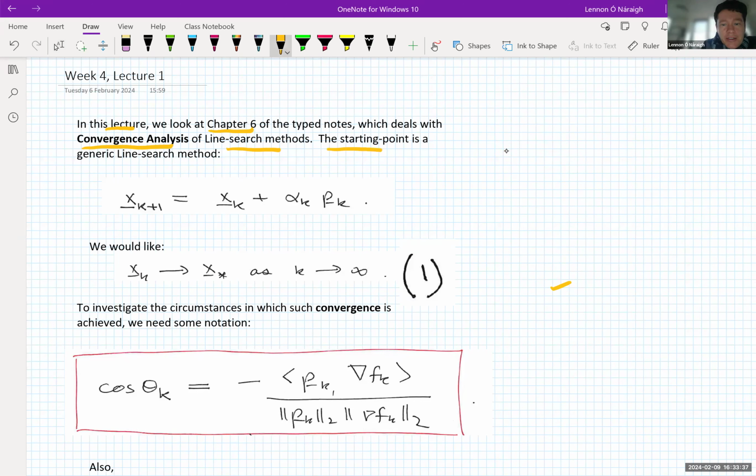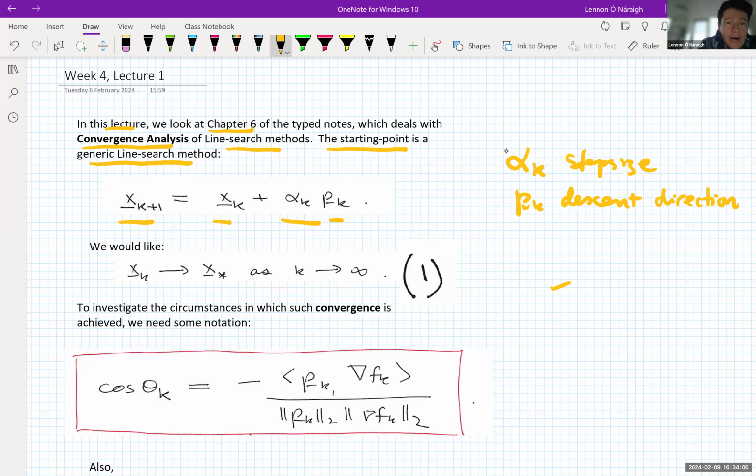So, just to set the stage, the generic line search method is given by this iterative procedure. So xk plus 1 is equal to xk plus alpha k times pk, where, as always, alpha k is the step size and pk is the descent direction.